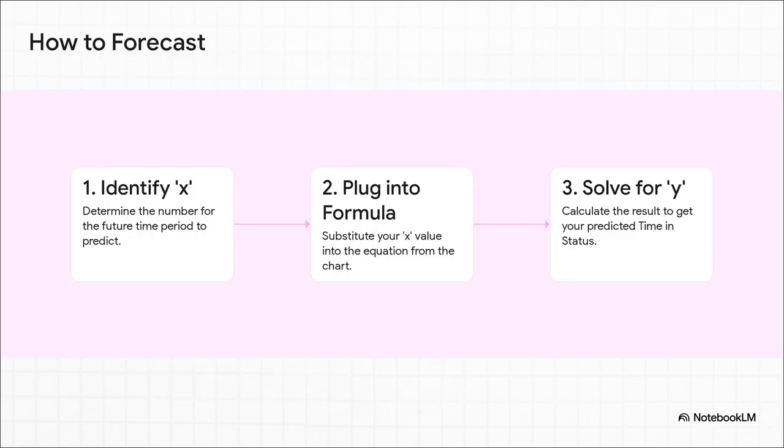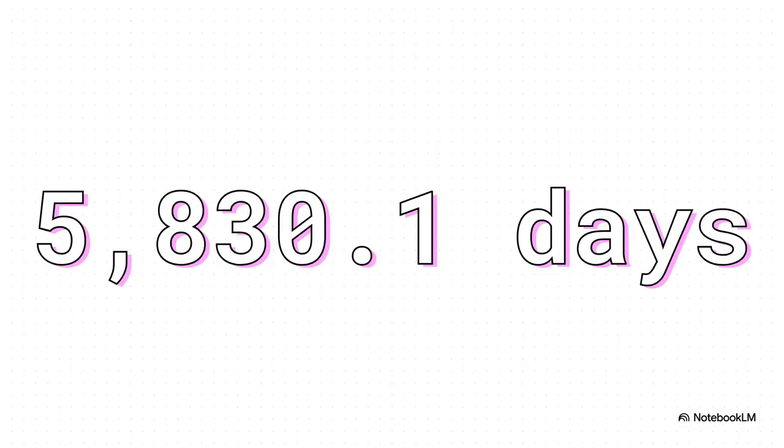And using it is super easy. The chart literally draws the trend line for you. You can just look at the chart and see where your time in status is projected to be next month or the month after. It's a visual forecast. You can see the future of your workflow at a glance. Let's make this real. For this project, based on how things are going, the data predicts that the total time in status in the 5th month will explode to over 5,800 days. That's not a guess. That's a data-driven warning sign. Getting this information now means you have time to figure out what's going on and fix it before it happens.